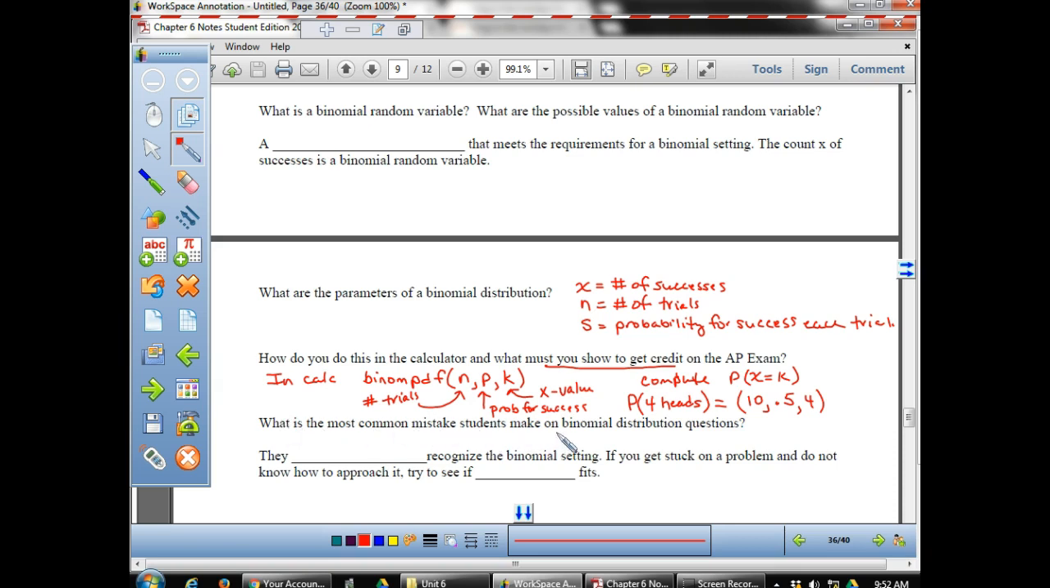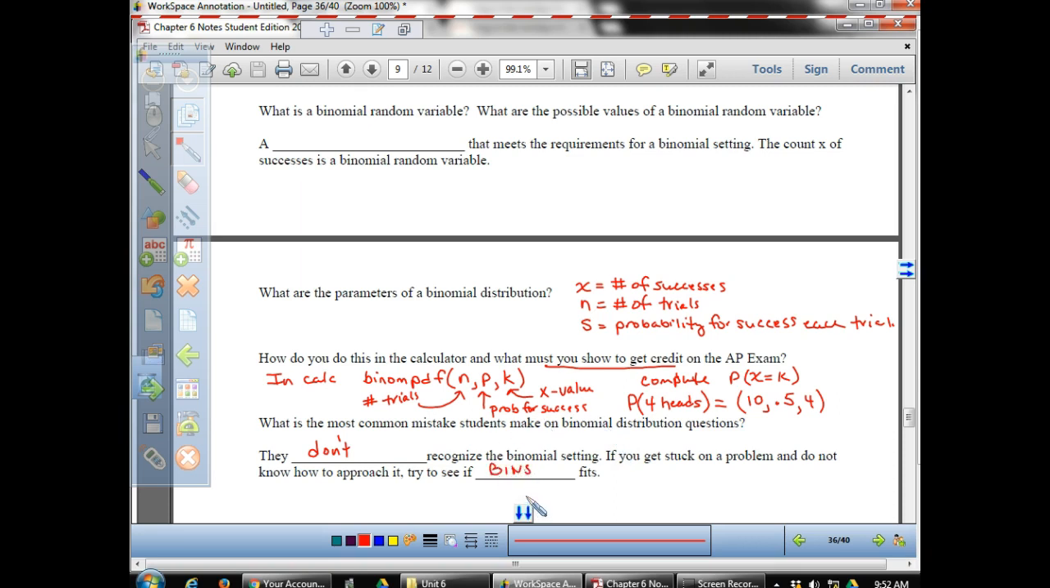What is the most common mistake students make on binomial distribution questions? They don't recognize the binomial setting. So if you get stuck on a problem and you just cannot figure out how to approach it, always think about, is this a binomial distribution? Is this a binomial setting? Would bins fit?